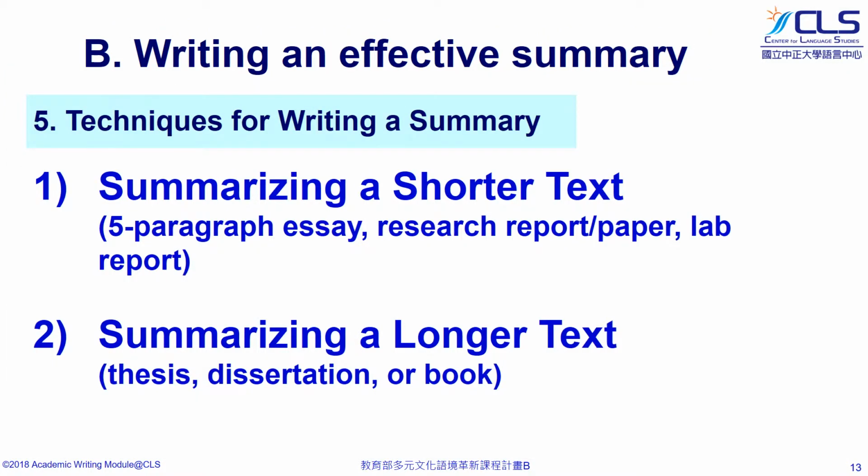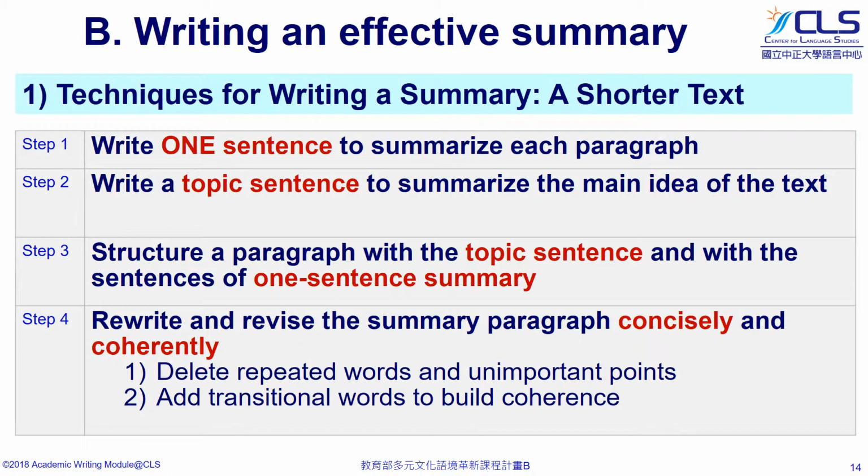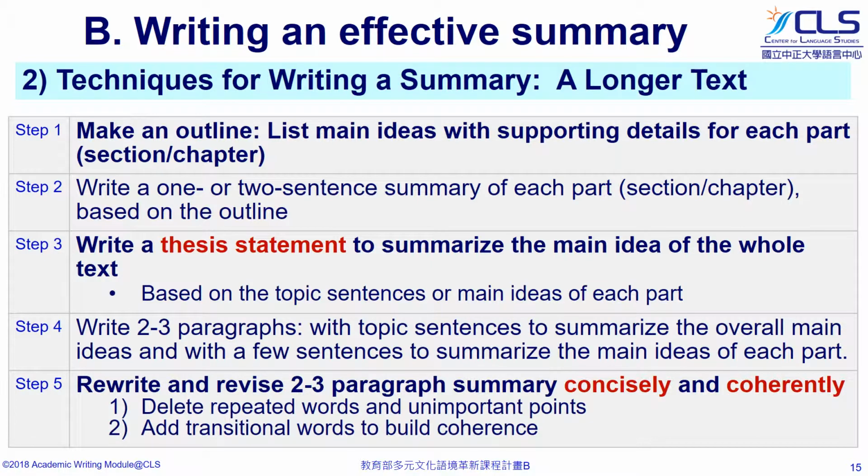Finally, let's look at techniques for summarizing a shorter text or a longer text. To summarize a shorter text, we can write one sentence to summarize each paragraph, and then write a topic sentence to summarize the main idea of the whole text. Then we rewrite and revise the summary for conciseness and coherence. Next, to summarize a longer text, we can make an outline first to list the main ideas with supporting details, and then write a one or two sentence summary of each part based on the outline.